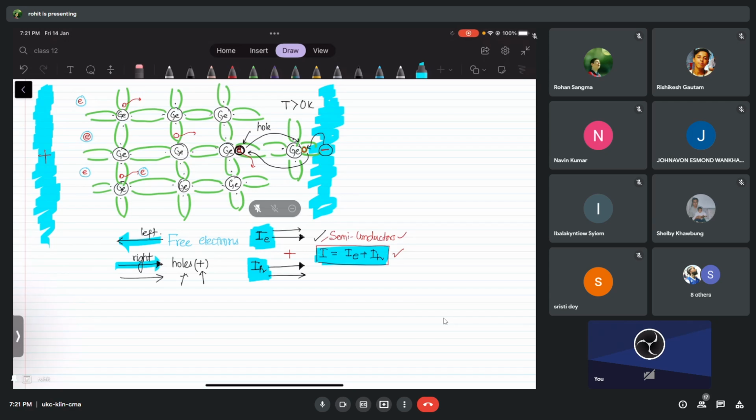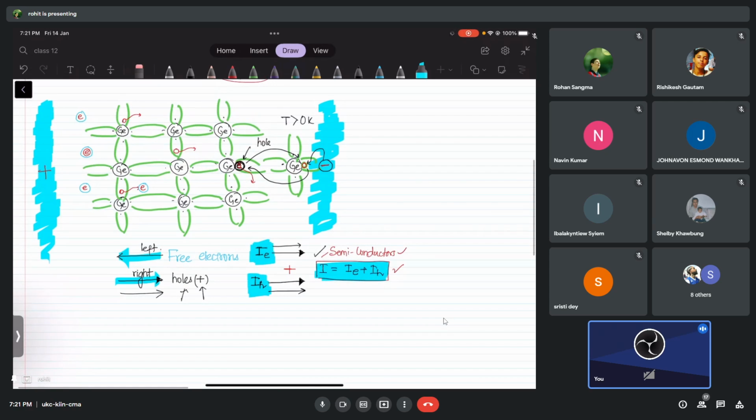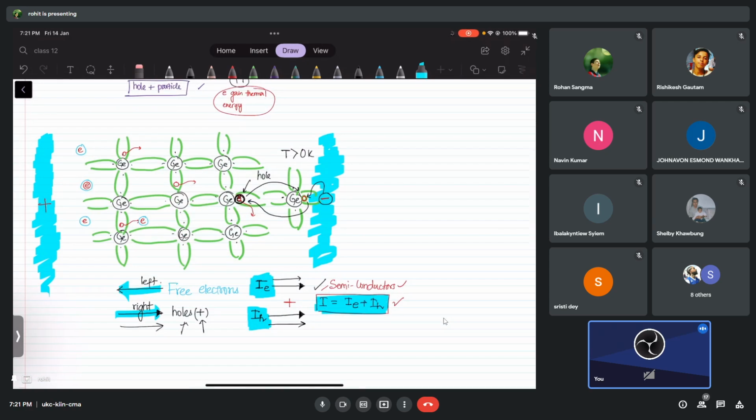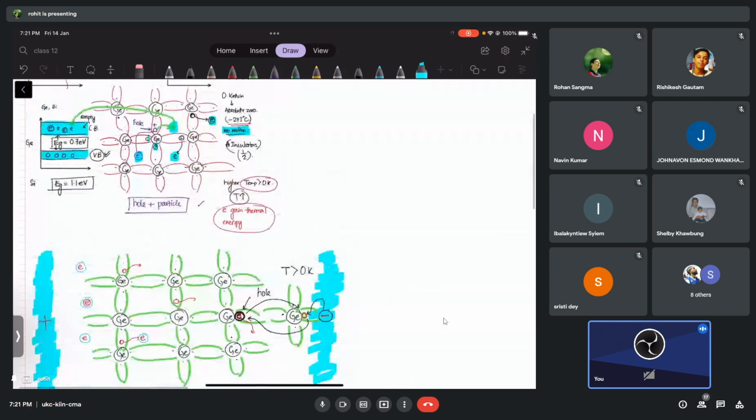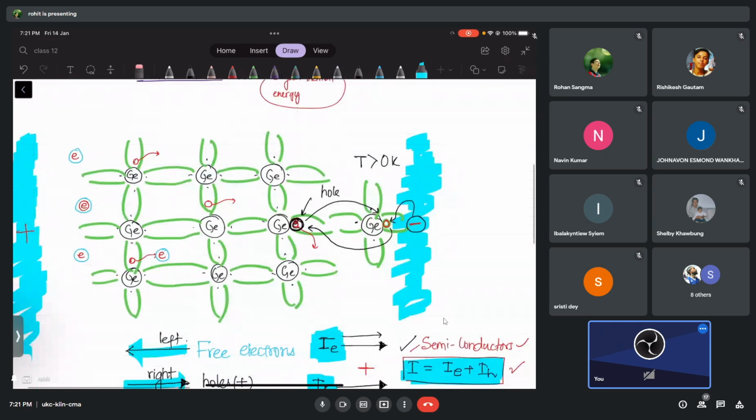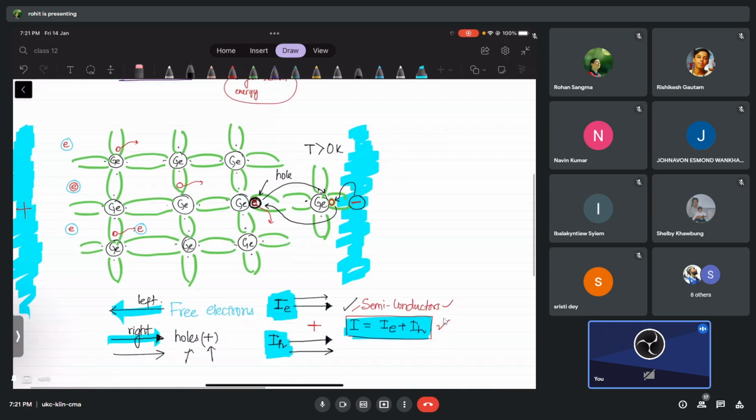Now, what is the point of all these things, what we are doing and where we are heading to? Let me tell you that. I'm going to ask you a question right now. In this picture, if we get 4 free holes, how many free electrons are we going to get? 4 free electrons.